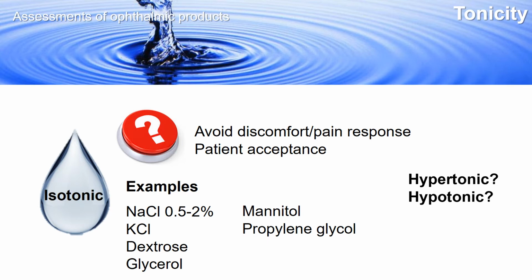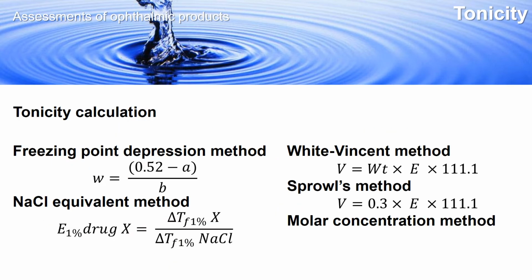This can be achieved by adding salts like sodium chloride, mannitol, dextrose and so on. In order to know how much we need to adjust, you will need to refresh back the tonicity calculation as taught in dosage form 1. I would not go into details for the calculation, but you are expected to learn it on your own.